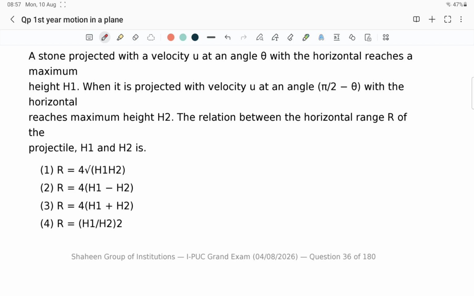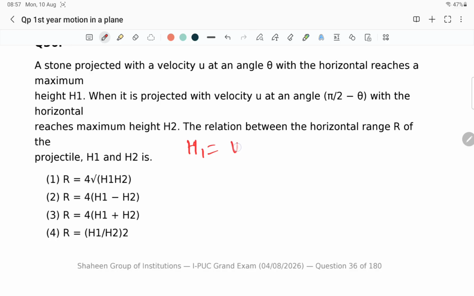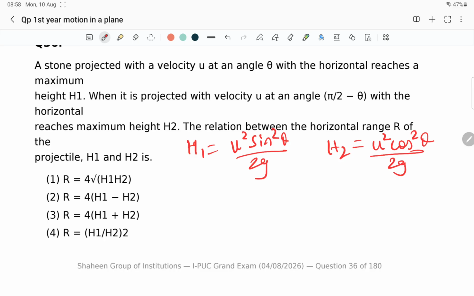So you need to find the result. Range you need to find. h1 is u square sine square theta by 2g. h2 is u square, instead of sine square we'll take cos square theta by 2g. Why? Because he has told 90 minus theta. Okay, sine of 90 minus theta is cos theta, so it becomes cos square theta. So this h1 and h2 you have got. When you multiply, what will you get? h1 h2 if you multiply.